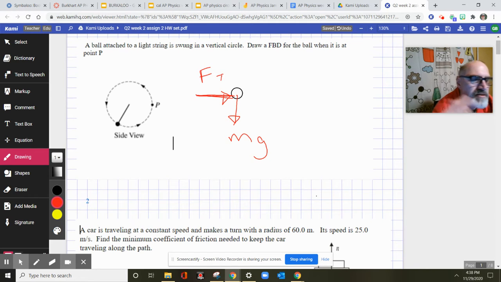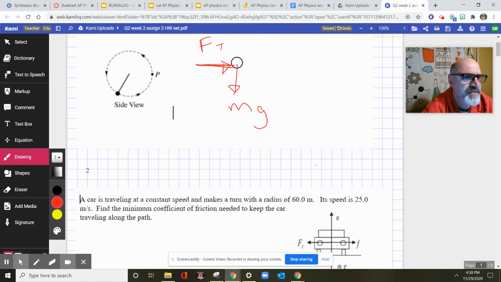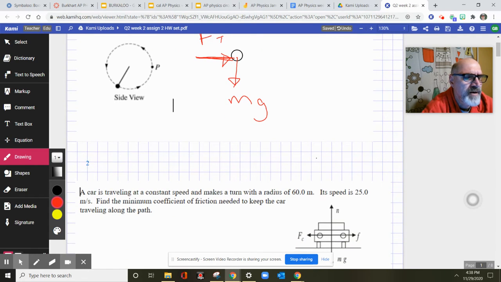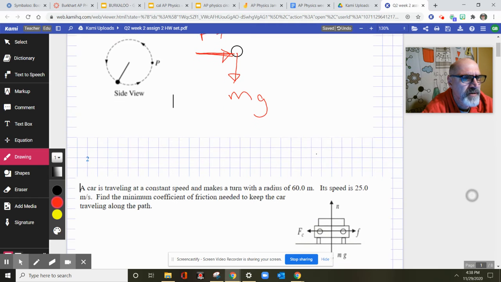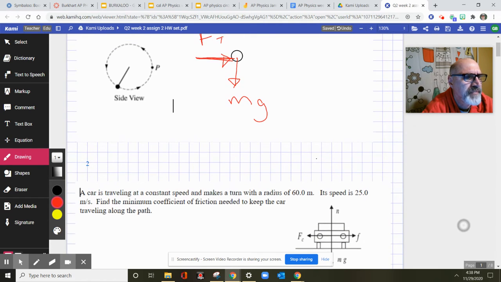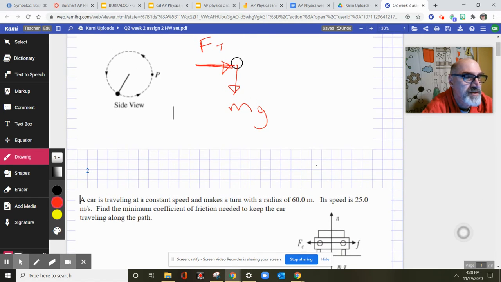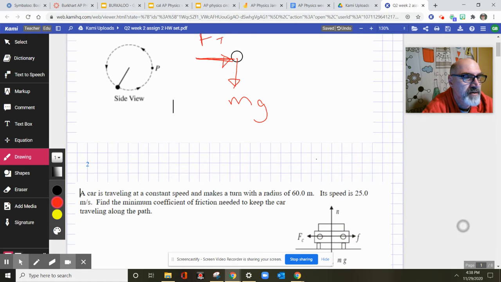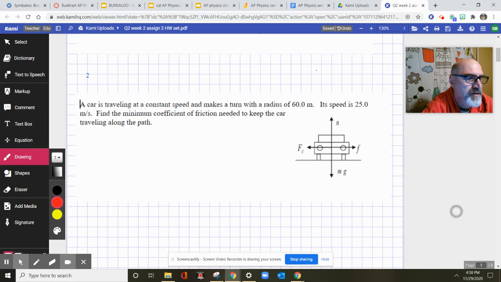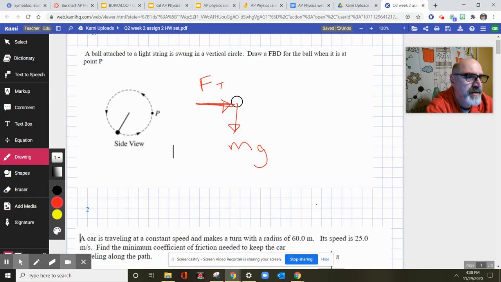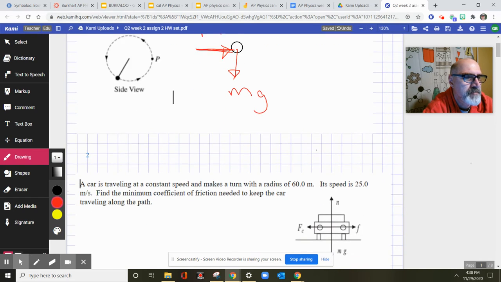And that tension is causing a centripetal force, but you don't ever put a centripetal force in your free body diagram. Can you think of any other forces? Please let me know. I don't see a normal force, and we said the air didn't matter, so you could put maybe a little air friction pointing up on it, I guess, if you wanted to.